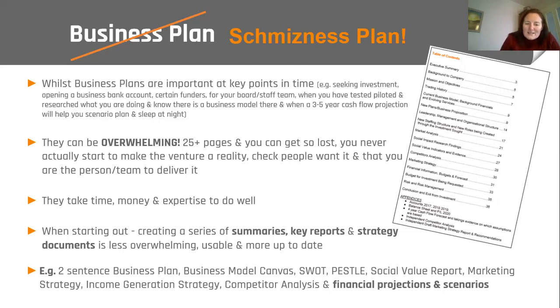And what I'm saying is that by using tools like the 2-sentence business plan, the business model canvas we're going to look at in a minute, and various strategy documents down the bottom, a social value report, a marketing strategy, an income generation strategy, competitor analysis, financial projections, these elements that are a little bit more manageable as a standalone piece of work then structure themselves nicely as a business plan over time. They're the documents that you're more likely to use, and if they're in chunks, you can review that chunk and update that chunk rather than feel like you've got to update the whole thing.